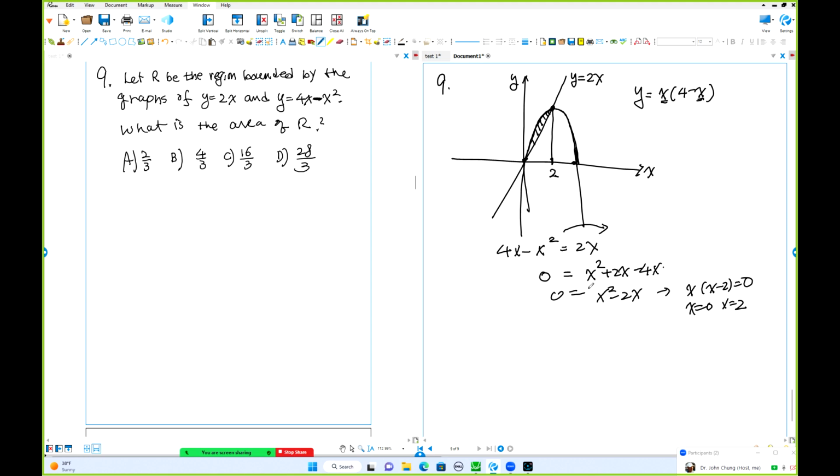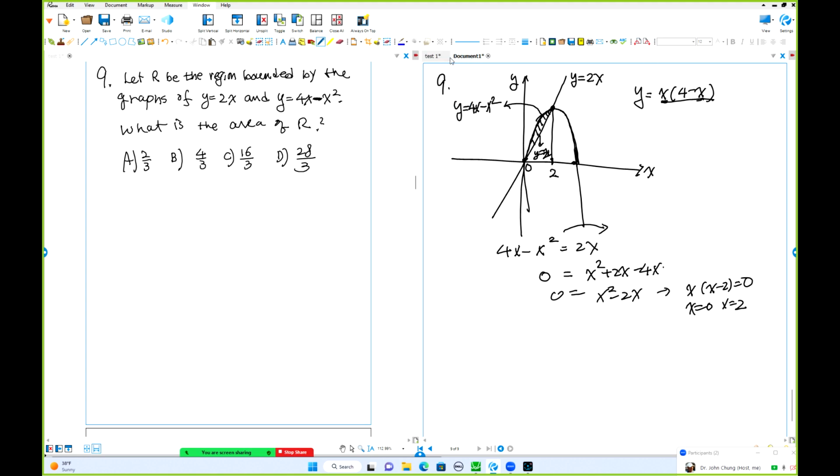But you have to find these two intersections with the graph. So we're going to find the area of this one, from 0 to 2, integral, right? Which one is the upper graph? This is the upper graph. Y equals 4x minus x squared is up there, and y equals 2x is down here.